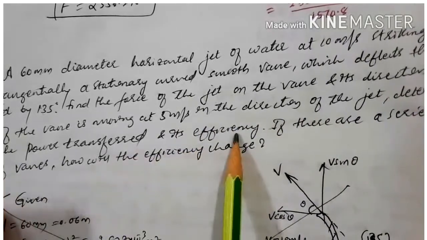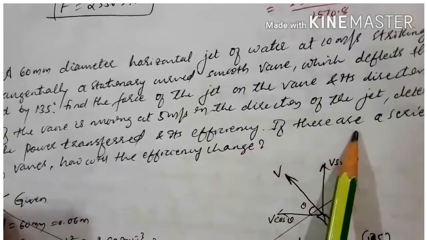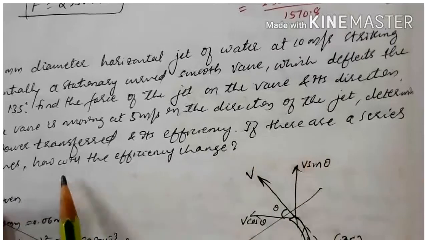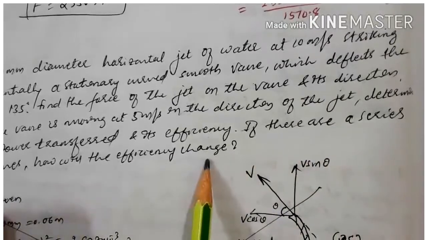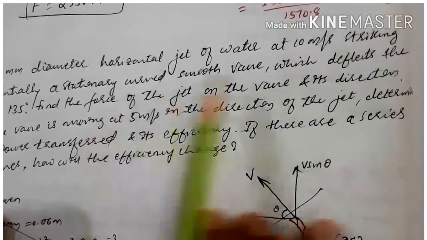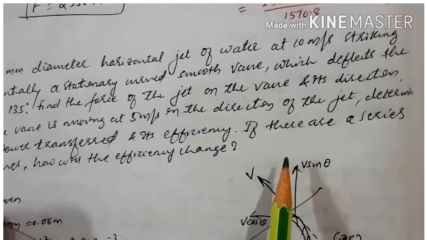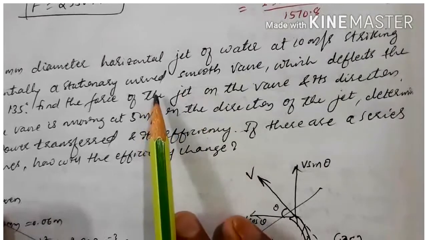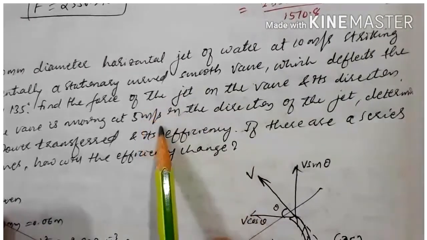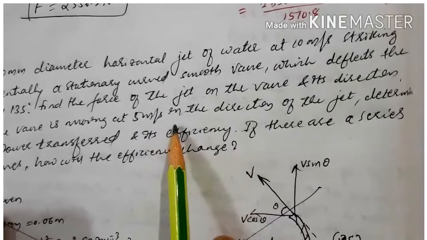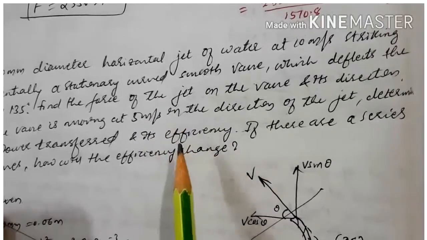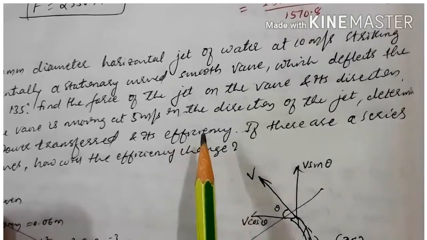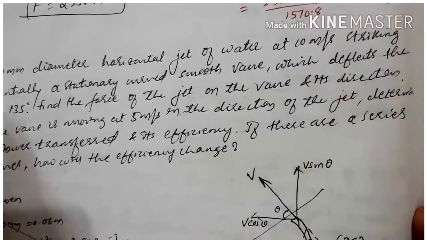and its efficiency. Also, if there is a series of vanes, how will the efficiency change? Okay, this is the problem given here. So there are three parts given. The first part is the stationary case, the second part is the moving case, and in the third they ask how the efficiency will change if, instead of a single vane, there is a series of vanes.